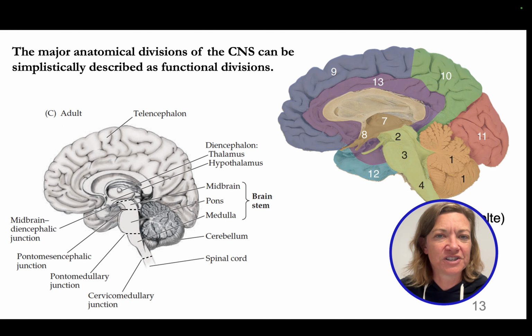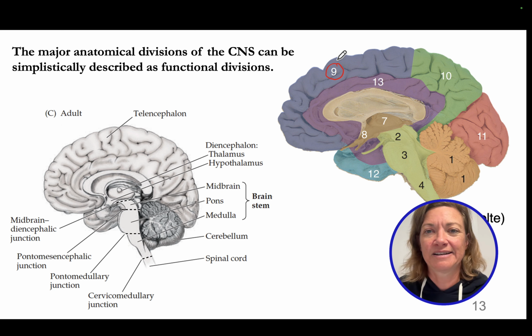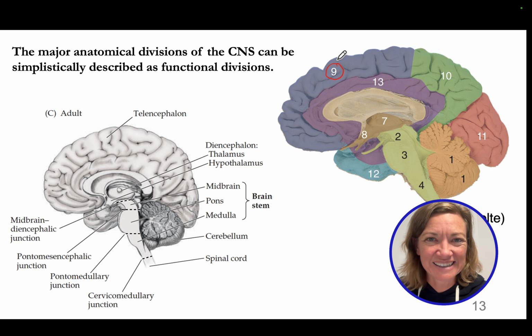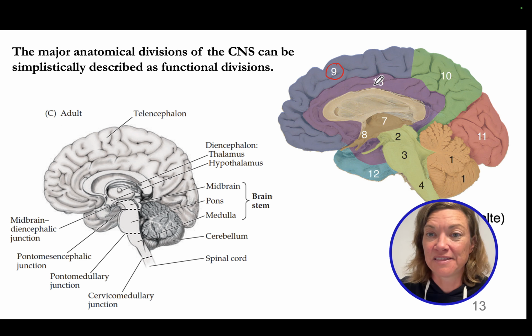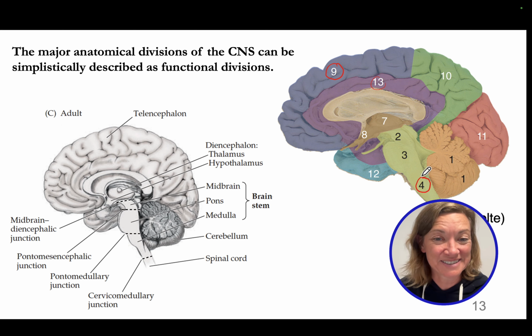Now, the major anatomical divisions of the brain and the CNS can be simplistically described as functional divisions. This is the kind of diagram we all start with when we study the nervous system. We might think of the frontal lobe as the seat of executive function, of planning and higher order thinking and our personality and so forth. The limbic system, which we've just spoken about, mediates things like memory and olfaction. The medulla is often described as the heart of cardiovascular and respiratory reflexes. So, really simplistic, gross delineations of the brain.